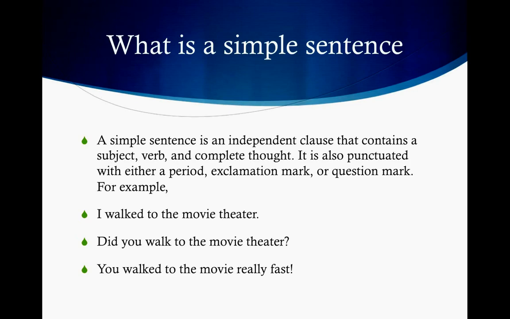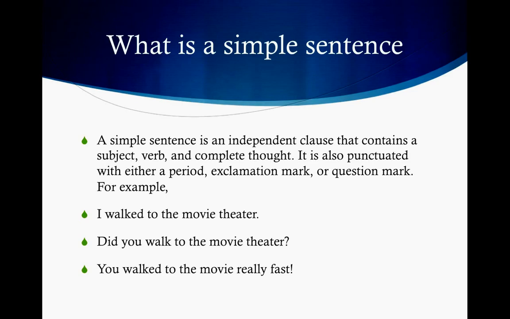Now, the next one is a question, but it still contains the main important components of a simple sentence. So, did you walk to the movie theater? In this case, the subject is you, and then you still have the verb walk, and then you still have the infinitive phrase to the movie theater. So it's a question. It is in a sense a complete thought as well. It does have those components: the subject, the verb, and the complete thought. But this time it's a question mark.